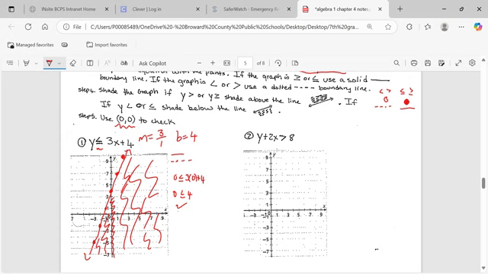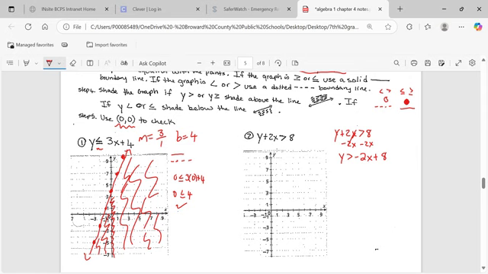Let's look at number 2. I would like to graph, but this doesn't look like y equals mx plus b. So first step is to get it there. I have y plus 2x is greater than 8. So I'm going to minus 2x on both sides. So that now y is greater than negative 2x plus 8. I like to get it into slope intercept.